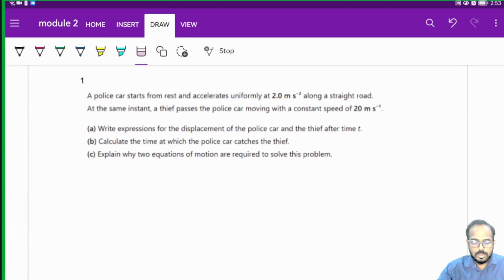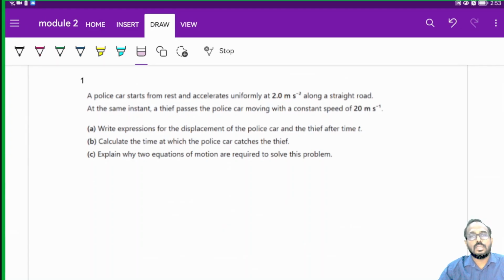Okay, let's read the question. A police car starts from rest and accelerates uniformly at 2 meters per second squared along a straight road. At the same instant, a thief passes the police car moving with a constant speed of 20 meters per second. Okay. The first part is you need to write an expression for the displacement of the police car and the thief after time t. So when you check this question, one is motion with a constant acceleration, one is a uniform motion, right?